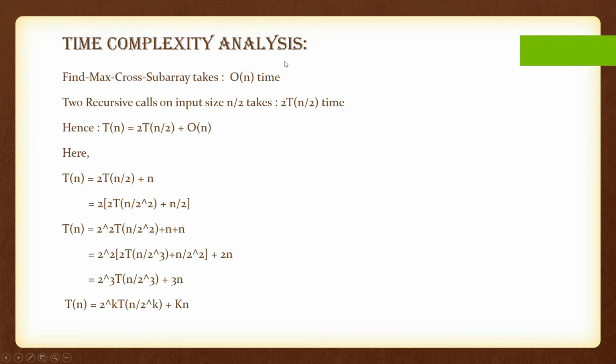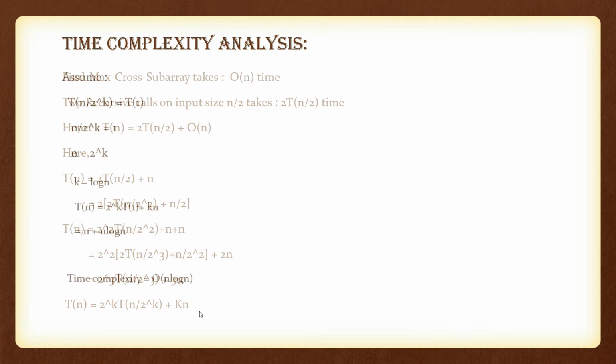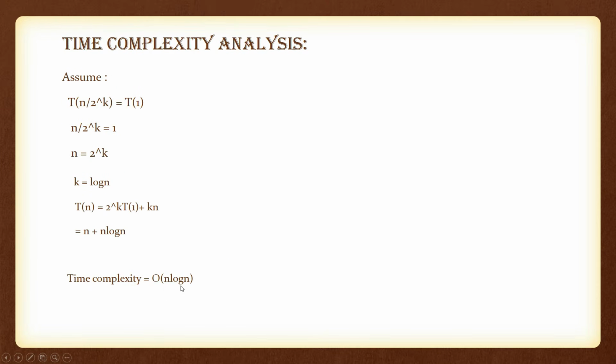Time complexity analysis. Finding the maximum cross subarray takes order of n time. The recursive call on input size takes n by 2 time. If we call it twice, the result will be 2T of n by 2. Hence the equation is T of n equals 2T of n by 2 plus order of n. If we calculate the equation recursively, we will get T of n equals 2 to the power k T of n by 2 to the power k plus kn. If we break down the equation further, we will get the time complexity of order of n log n.